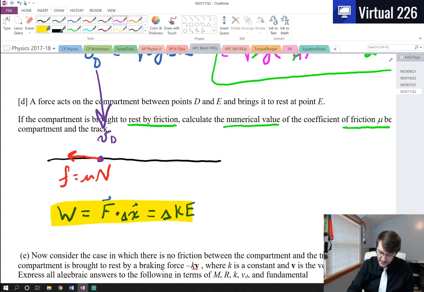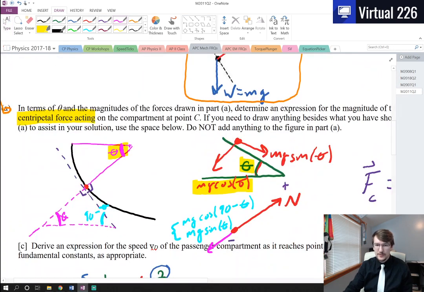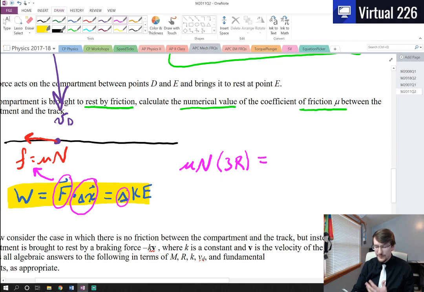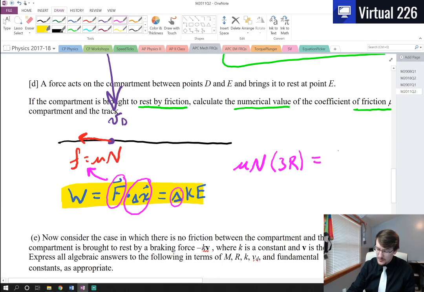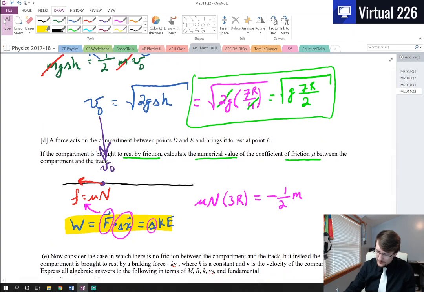So what we can say here is the force acting on our compartment is the force of friction, and this is how far it's going to go. That is the distance between points D and E, which is 3r. Okay, so we got some values here. We can do this. So mu n times 3r is equal to the change in kinetic energy. Now remember, a change is always final minus initial, so our final is going to be 0, and then 0 minus the initial value is minus 1/2 m times vd from above. So let's write this as root g 7r over 2.